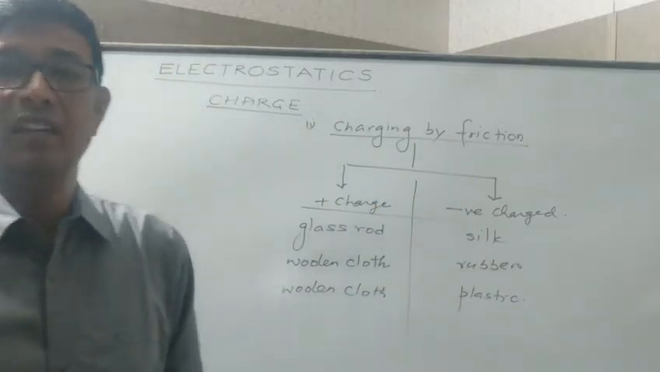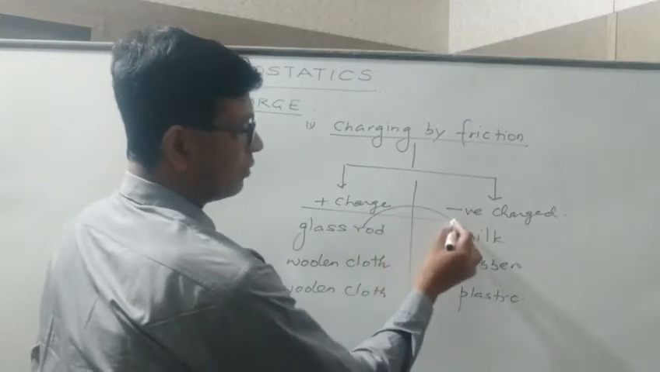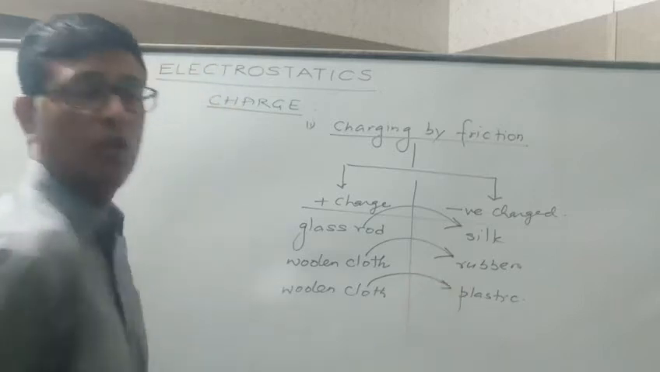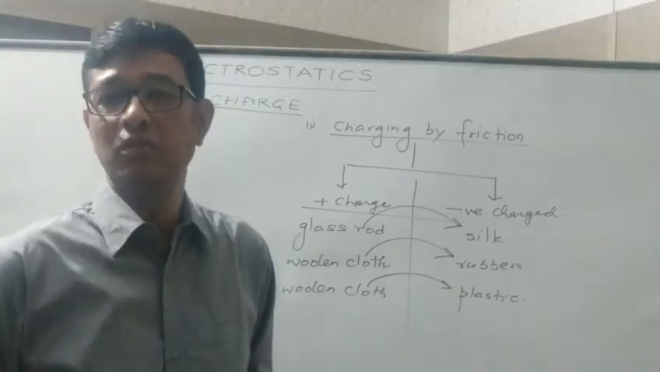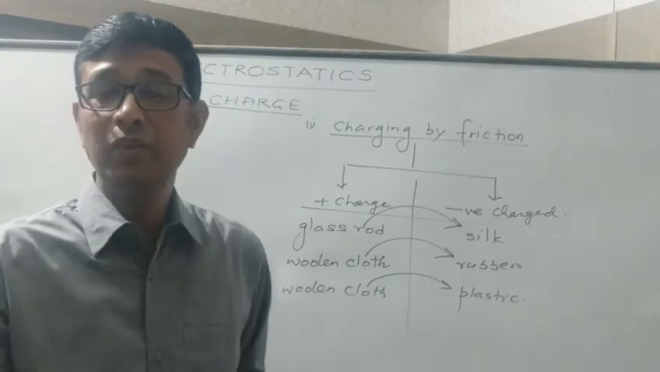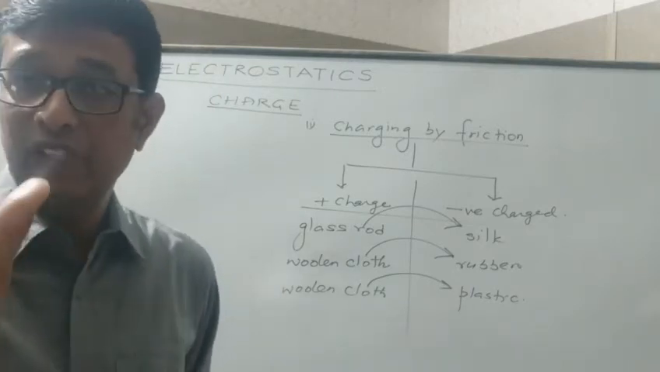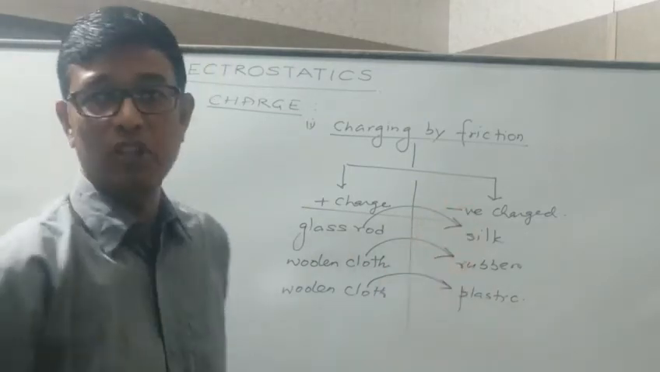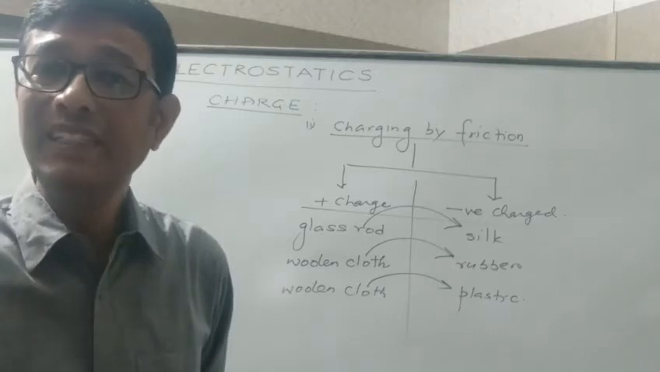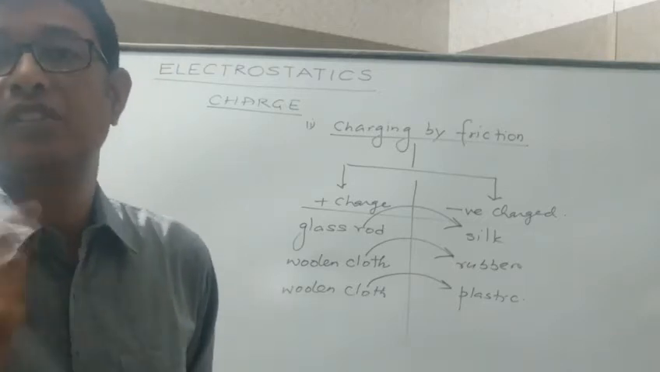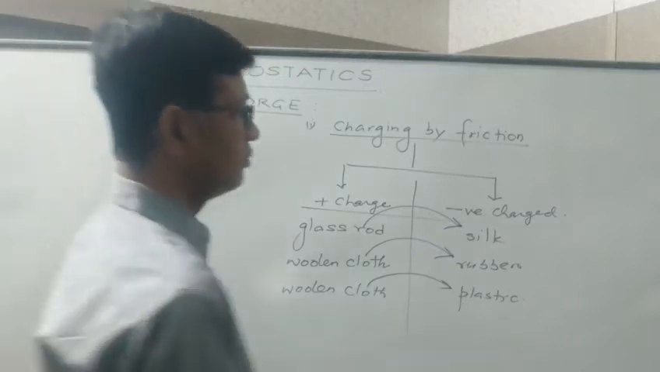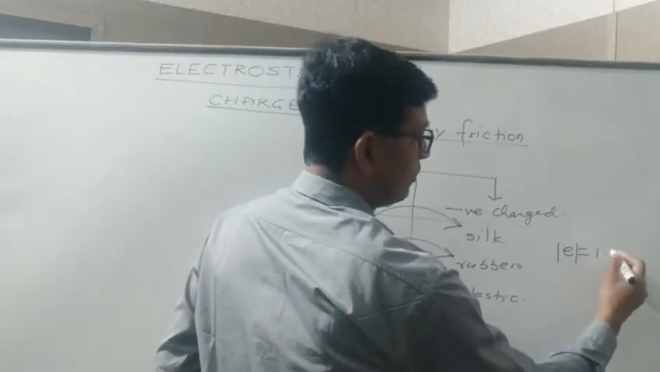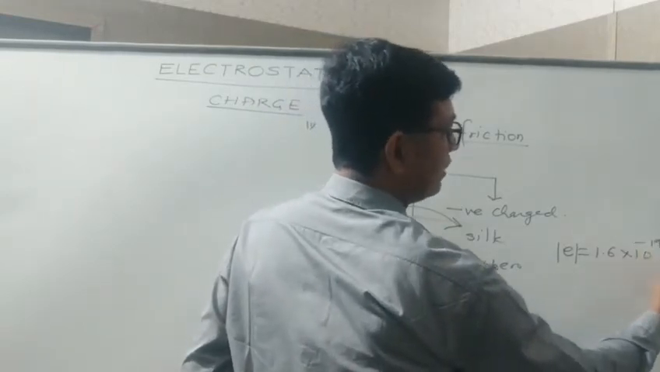One thing to be noted is that the number of electrons transferred from glass rod to silk, or from woolen cloth to rubber, or from woolen cloth to plastic, must be in some integral form, isn't it? It can't be in fraction. So this is a very, very important point. The net charge acquired by a body can be given by some integral multiple of the smallest unit of charge. Let us say the smallest unit of charge is the electron e, whose magnitude is obviously 1.6 into 10 raised to minus 19 coulomb.